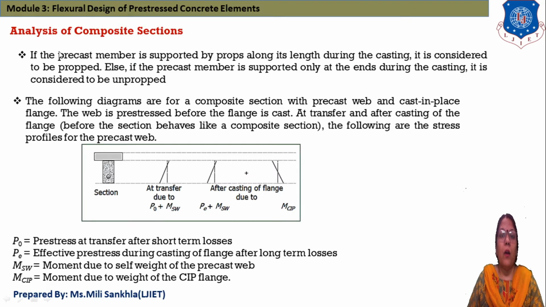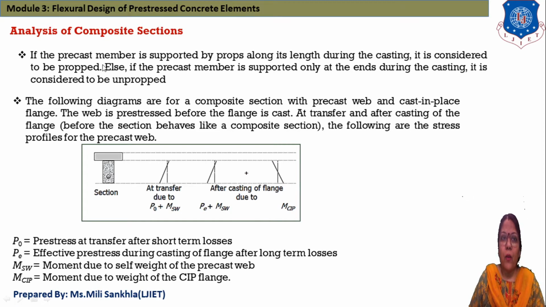Now in the analysis of composite section we derive the equations. First of all, if the precast member is supported by a prop along its length during the casting, it is considered as propped, and if the precast member is supported only at the end during the casting, it is considered as unpropped. Okay, clear the concept of propped and unpropped in our precast member.